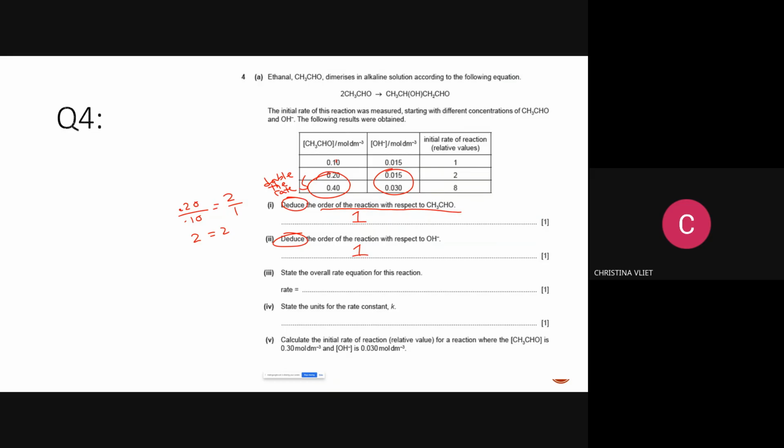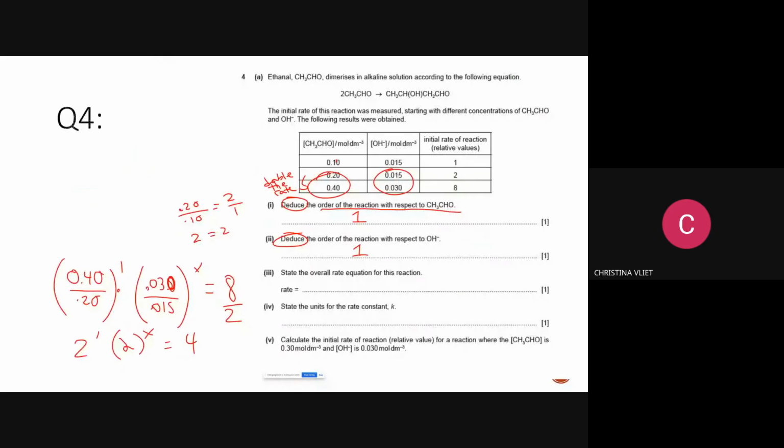How could you have approached that mathematically? If we had said 0.4 over 0.2, times 0.035 over 0.030 to the power of the OH minus order, over 0.015, we don't know what this is, right? Equals 8 over 2. What would this do on the other side? So this would become 2 to the first, this would become 2 to the x, and this would be 4.